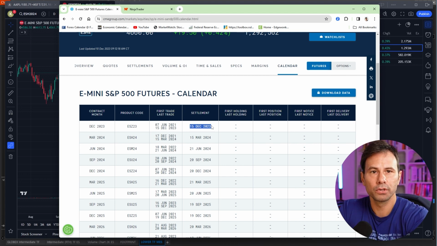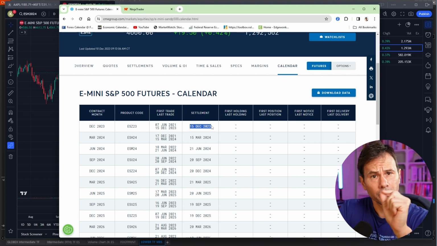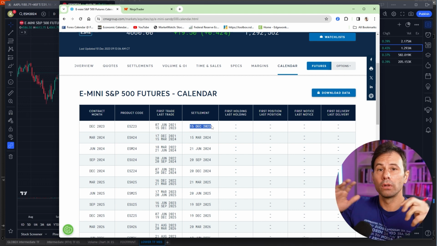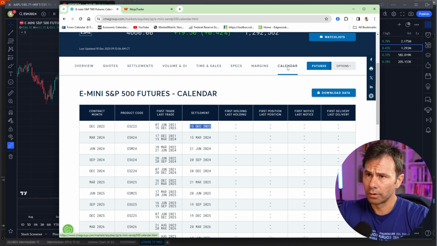Remember, you trade futures with margin, right? Whatever you're putting into the positions is a tiny amount of money compared to the overall value of the contract, right? So this is the calendar.